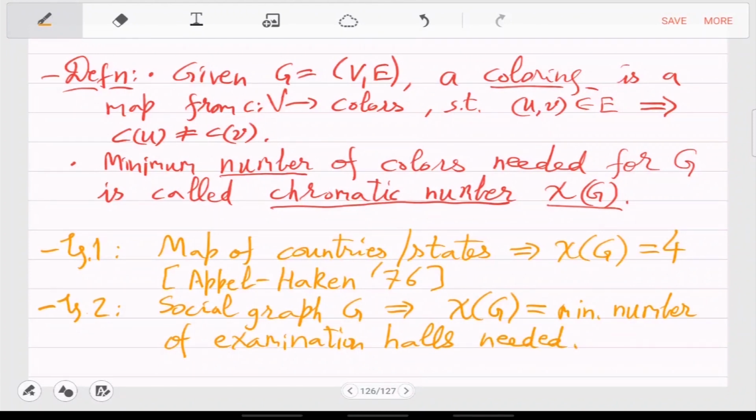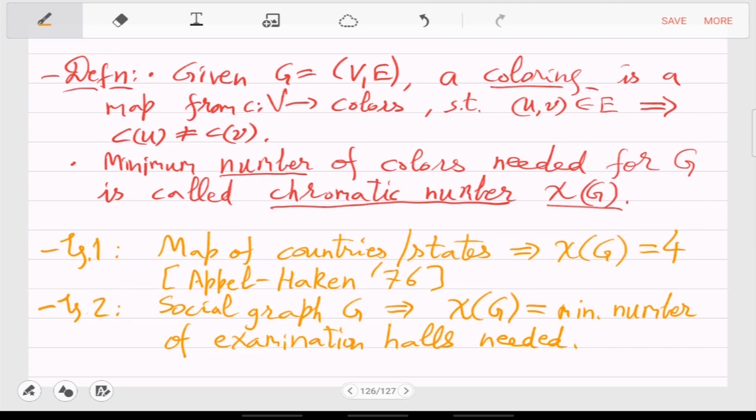Right, so in this case it will not be a fixed number, it will really depend on the class and how the friends are distributed, right? So based on that the chromatic number will change. It's not like the map of countries or states, where surprisingly you get something as universal as 4. So in general, this number depends a lot or completely on the input graph.